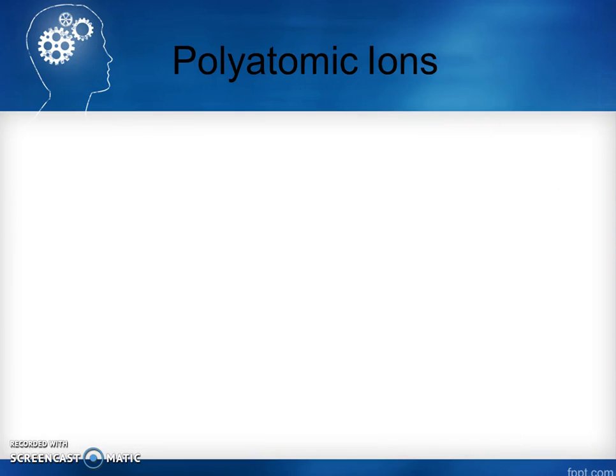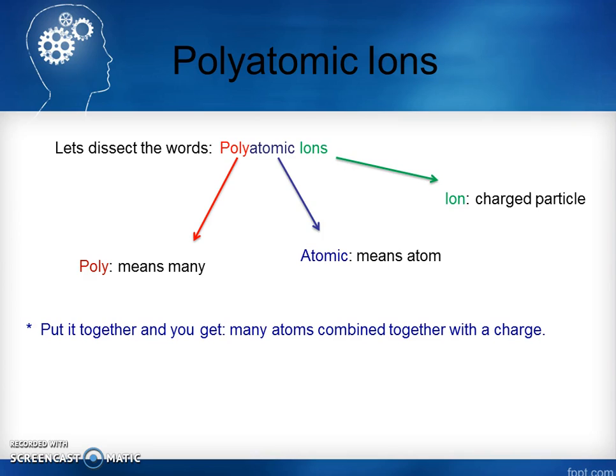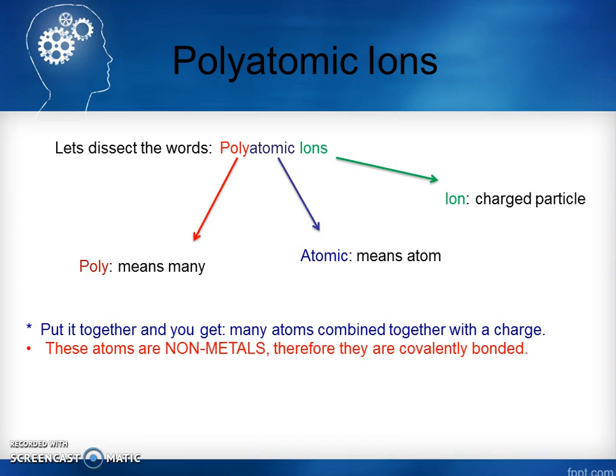Okay, well done. The next thing we're going to tackle in this video is something called polyatomic ions. So first off, let's dissect the words. Polyatomic ions. Poly means many, atomic means atom, and ions mean a charged particle. Put it together and you get many atoms combined together with a charge. These atoms are non-metals for the most part, therefore they are covalently bonded.